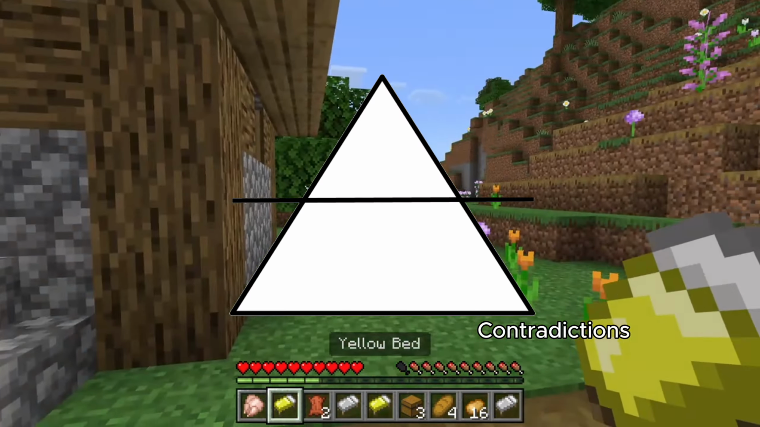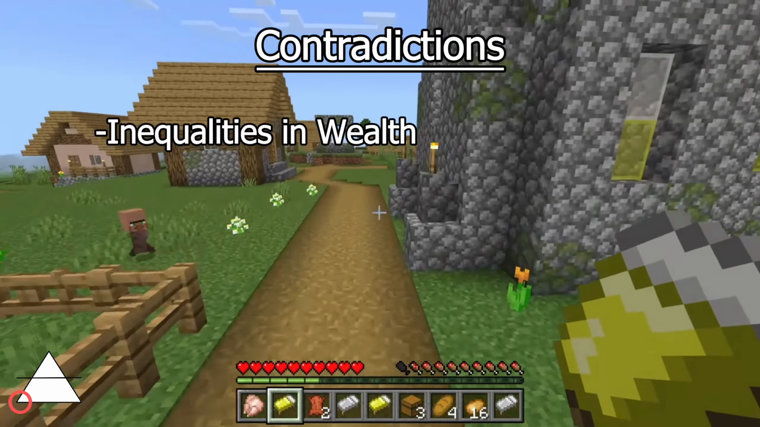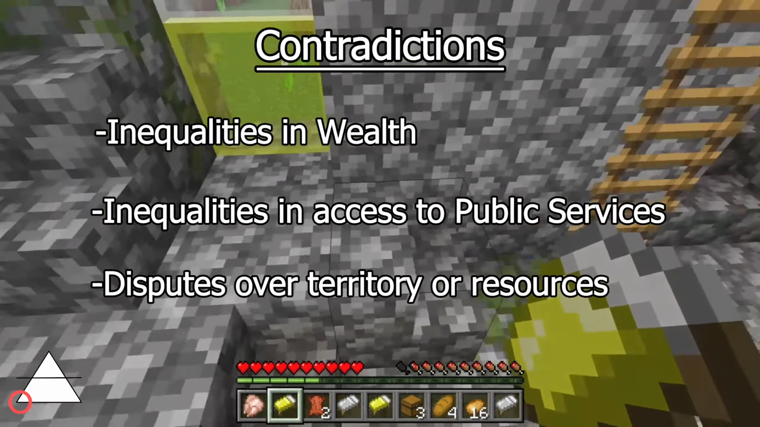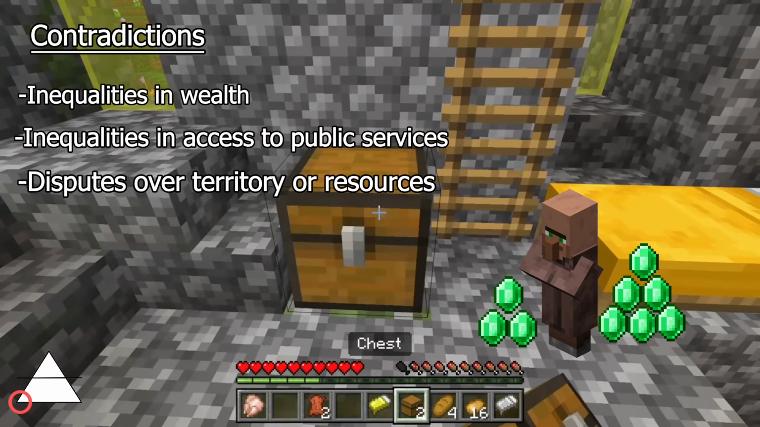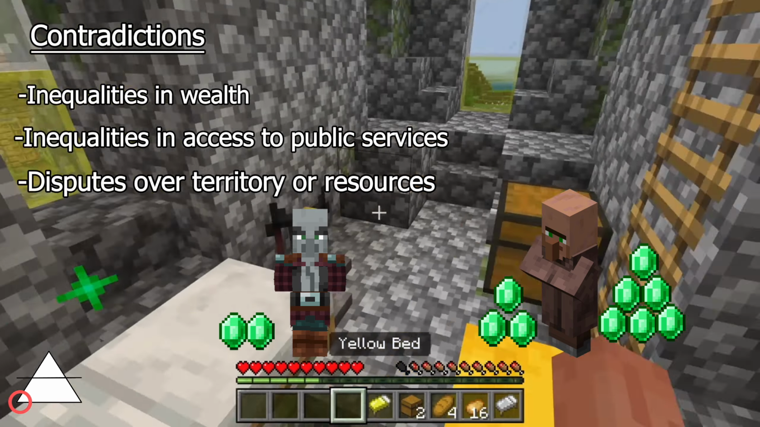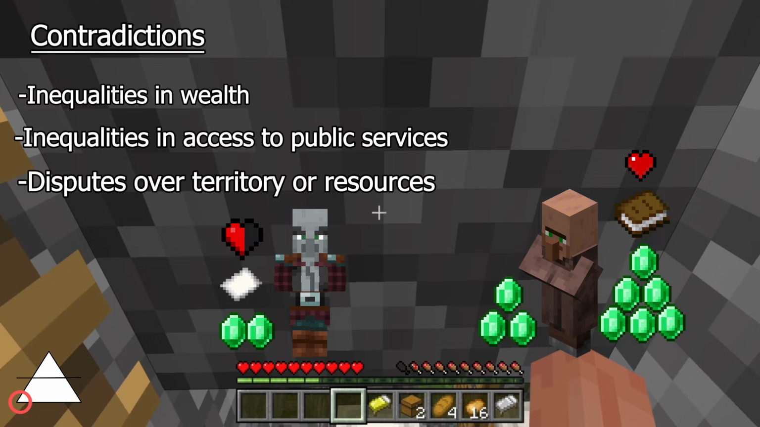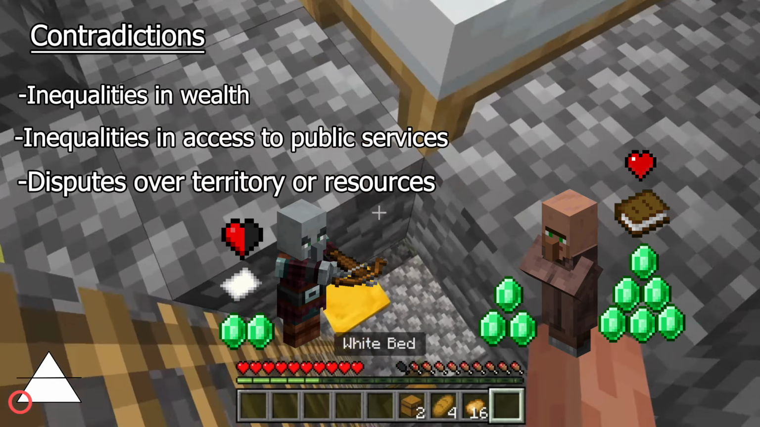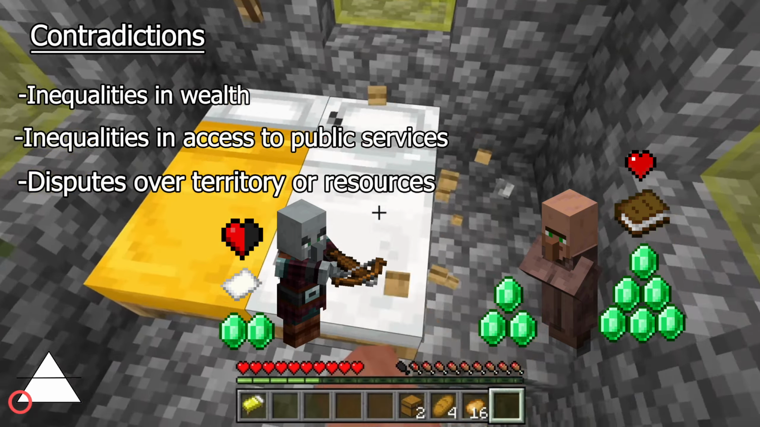The second vertex on the latent level refers to contradictions. Here, we see things like inequalities in wealth or access to public services, or disputes over territory or resources that people believe are unevenly split. Once again, if villagers are much richer than pillagers, and mistreat them structurally by limiting their access to things like education or healthcare, the pillagers will resent them, which may lead to a raid in the future. The villagers, once again, didn't start the raid, but their contradictions in who gets what and what you're entitled to led to it.